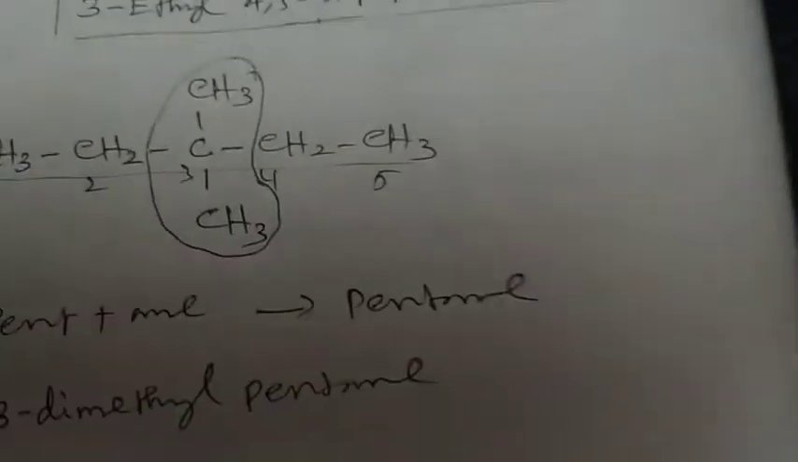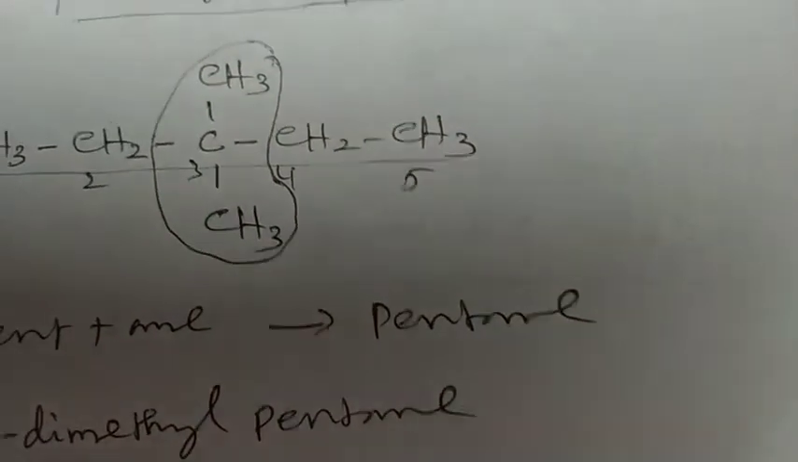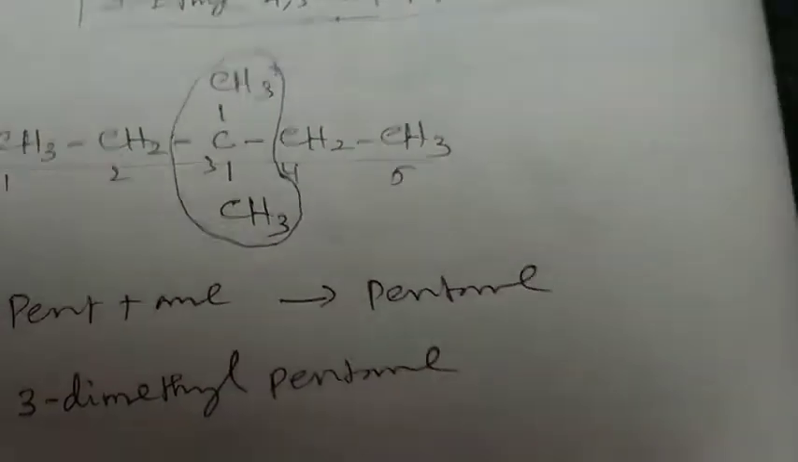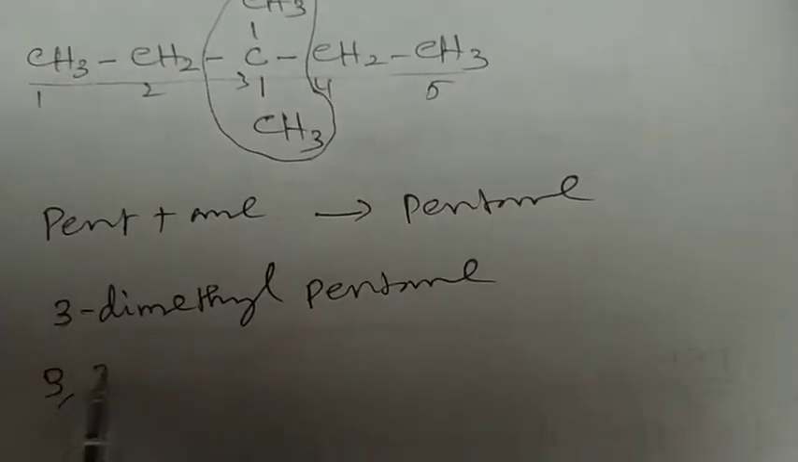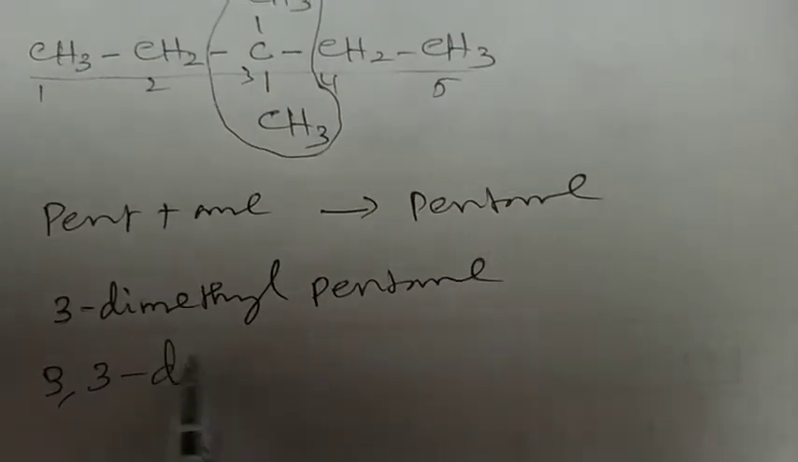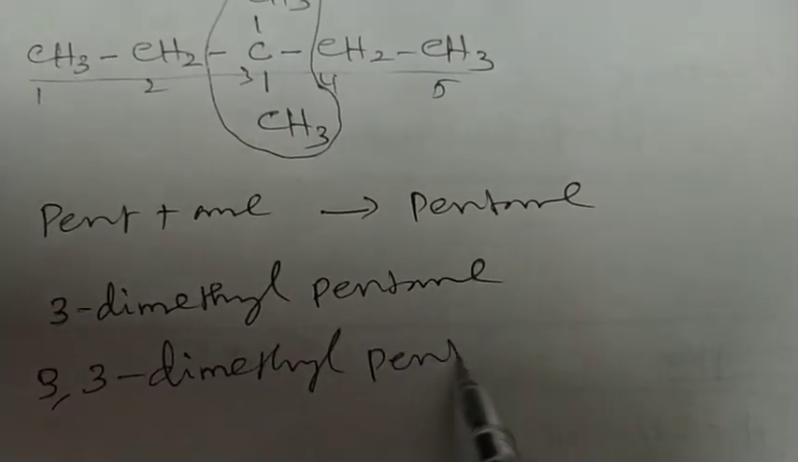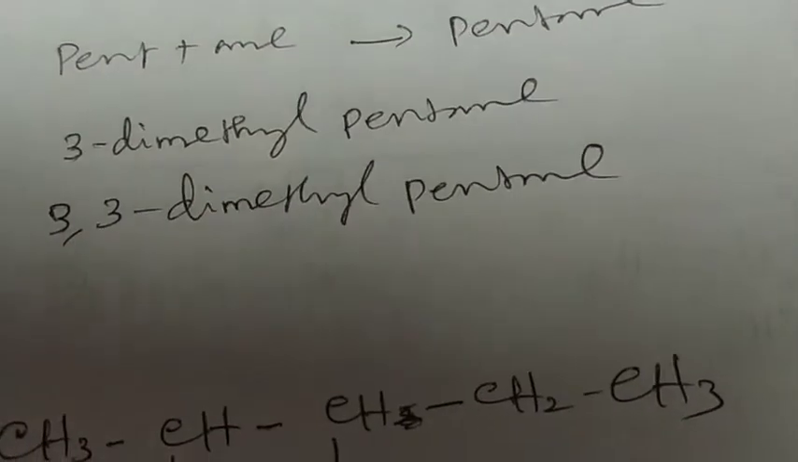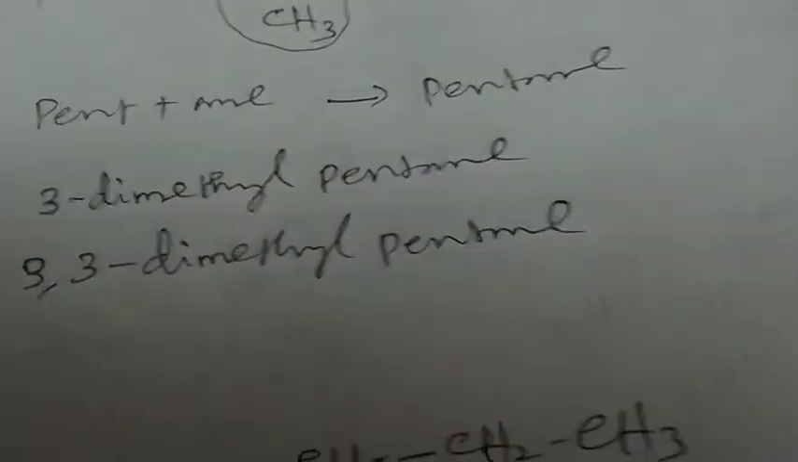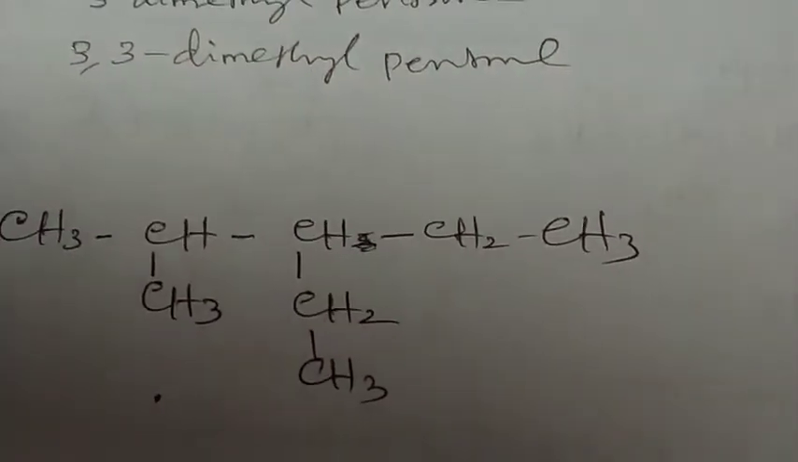Sometimes we can also write 3,3-dimethylpentane, because at the third carbon two methyl groups are attached. 3,3-dimethylpentane. Then move to the next example.